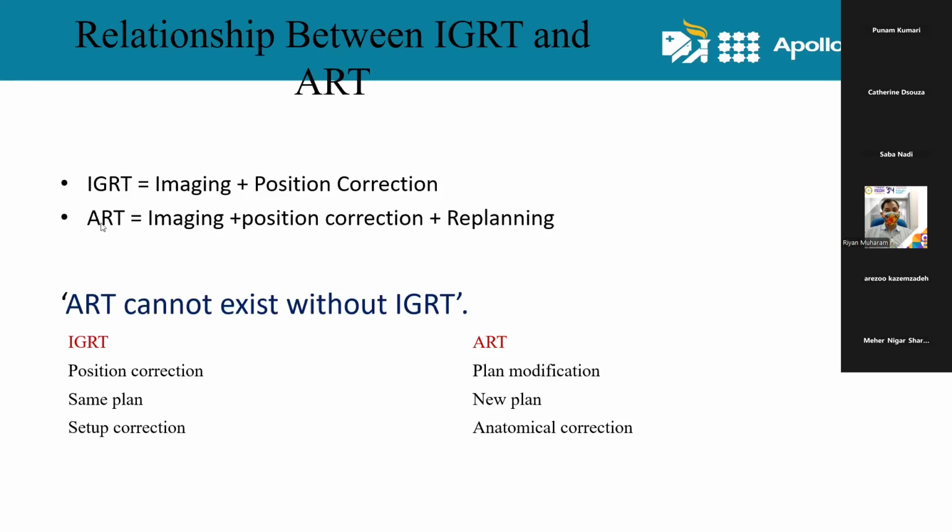But in ART, we acquire the images, we evaluate the patient's anatomical changes, then we modify the treatment plan when it is required. So basically, ART cannot exist without IGRT. It's a very common statement. Why? Because imaging is the foundation of adaptive radiotherapy.